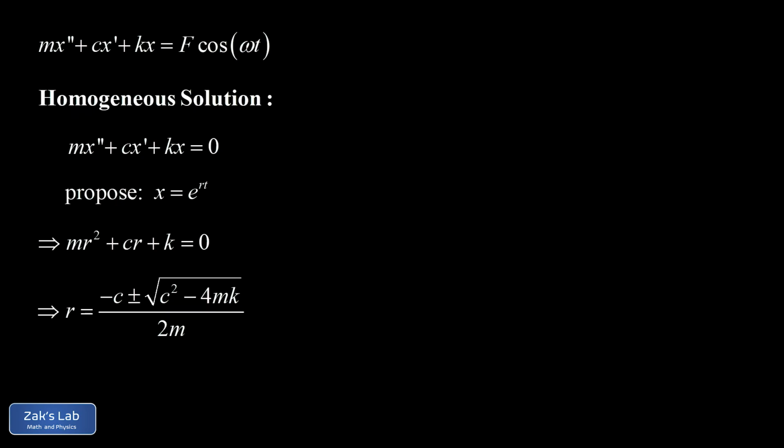So we have the negative of c plus or minus the square root of c squared minus 4mk, all divided by 2m. Now recall, we're interested in studying the underdamped oscillator in particular because that's where the phenomenon of resonance is going to occur. So we can assume that c squared is less than 4mk. And of course, this makes the interior of the square root negative, which is the whole origin of oscillatory behavior in an underdamped oscillator.